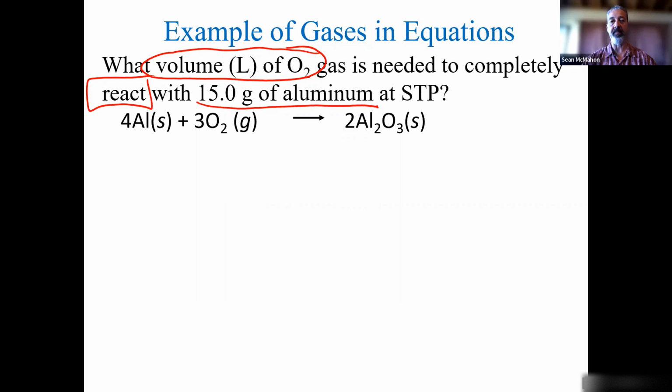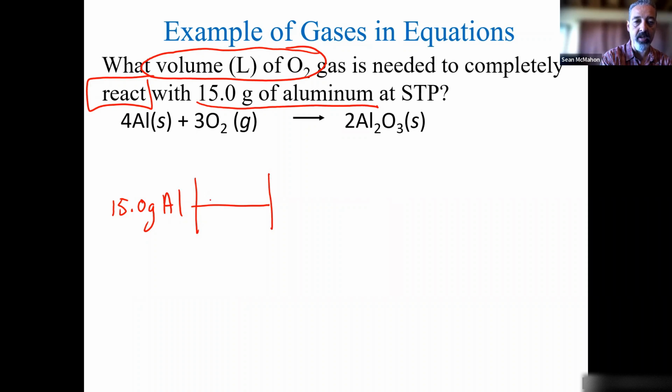They gave it to me. Next rule, you're going to convert what? The given units to moles. Okay, what does that mean? I need to convert 15 grams of aluminum to what? Moles. How do I do that? Well, how many grams of aluminum per 1 mole? That's easy. I go to the periodic table and I look, it's 26.98.